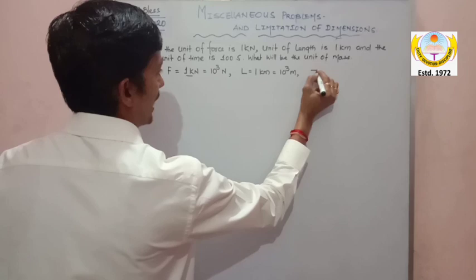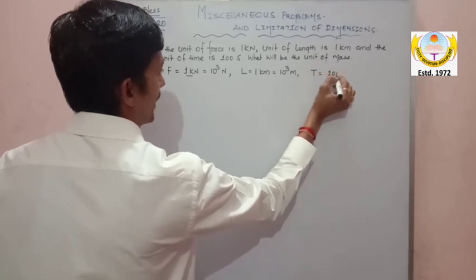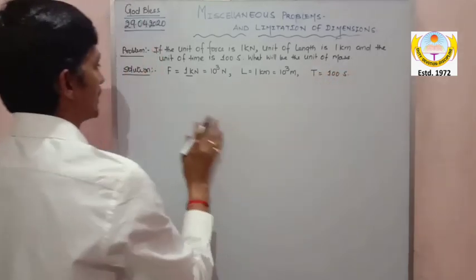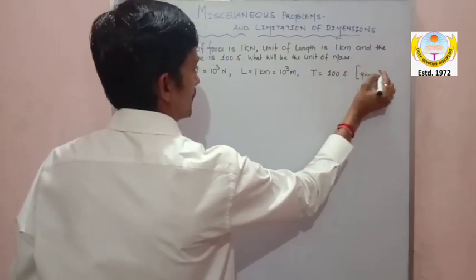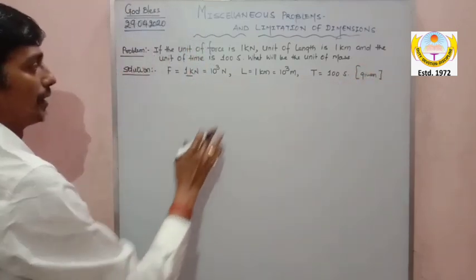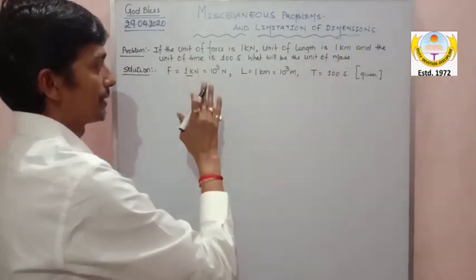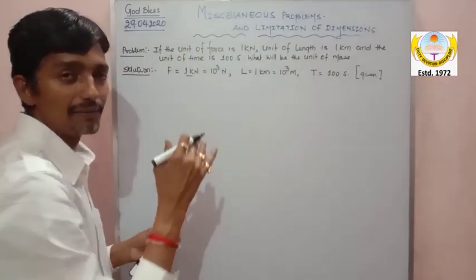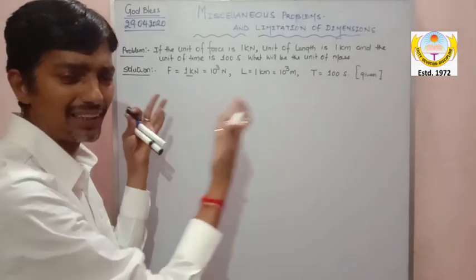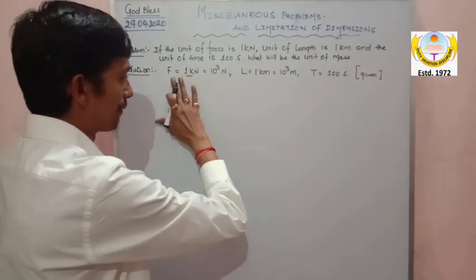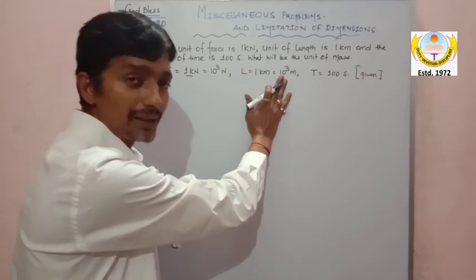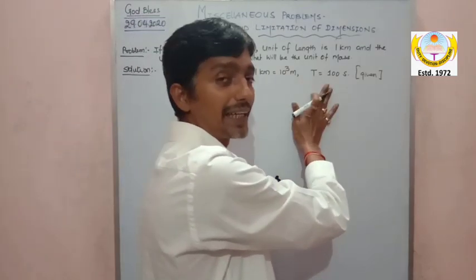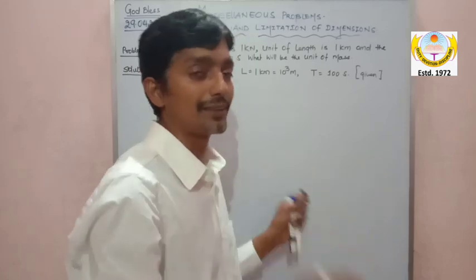And next is time. Time is given as 100 seconds. This is all given, my dear. Now what will be the unit of mass if these things are given? The question is very clear to you. If the force is given 10 power 3 Newton, length is given 10 power 3 meter and time is given 100 seconds, then what will be the mass?